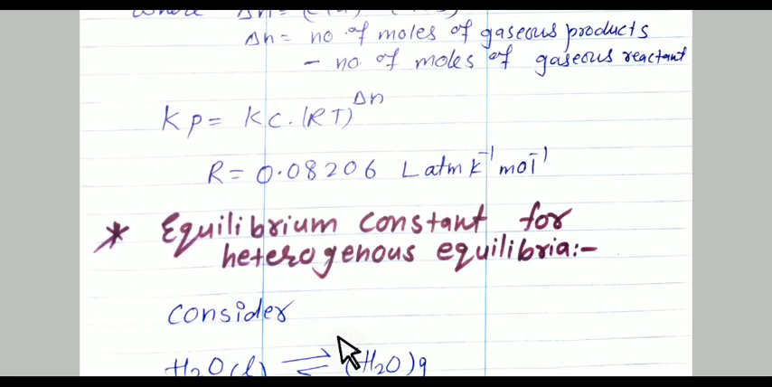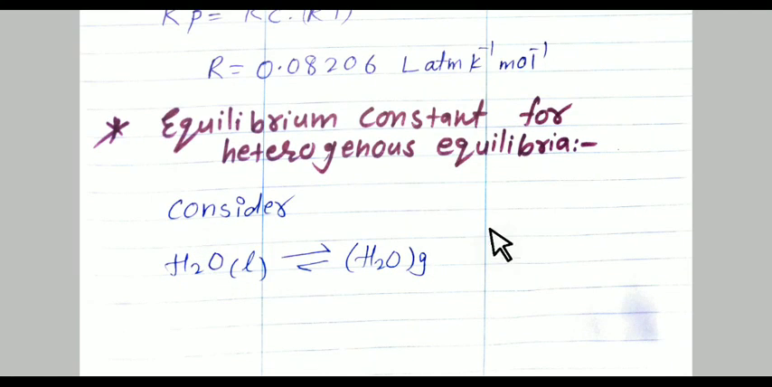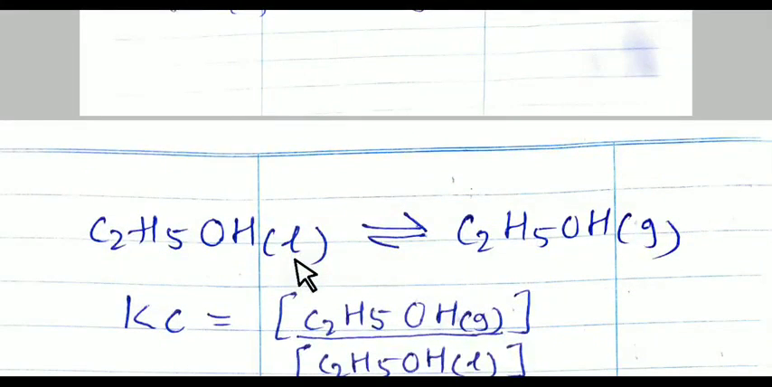The next topic in this chapter is equilibrium constant for heterogeneous equilibrium. As students, a lot of times I have explained to you what heterogeneous is. Heterogeneous means the reaction in which reactants or products are involved in the reaction in different phases. For example, see here water liquid and again water gas. The reaction is reversible but in a heterogeneous condition. Now see the example of ethanol. This reaction is also reversible but it is in the heterogeneous condition.